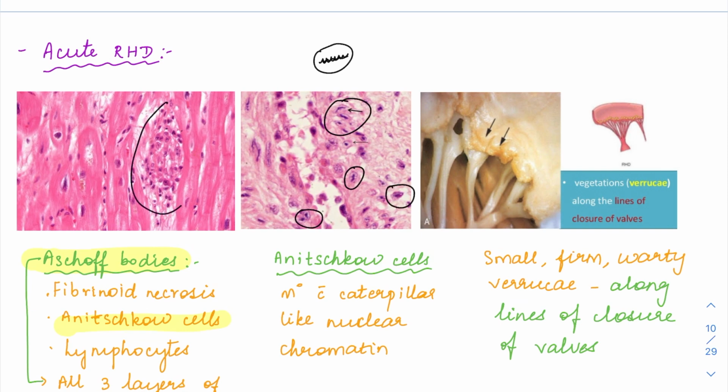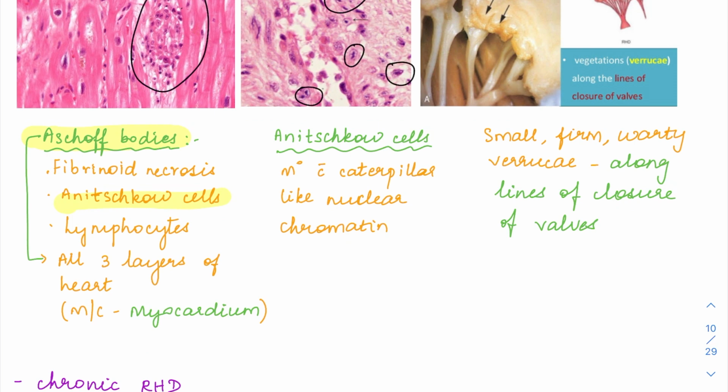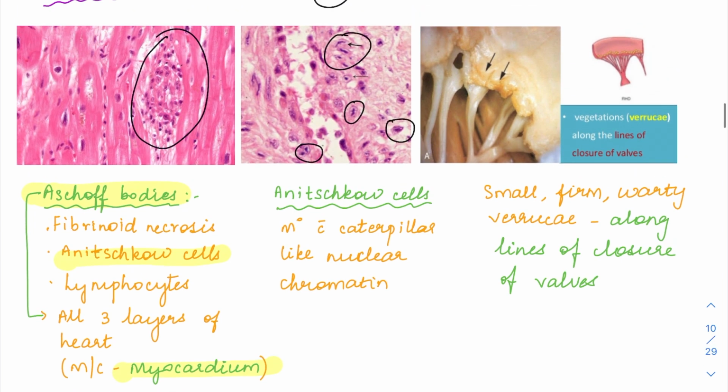This collection of Anitschkow cells along with fibrinoid necrosis in any of the layers of the heart is called an Aschoff body. Remember, Aschoff bodies can be seen in any of the layers, but the most common layer involved is the myocardium. Then what about the vegetations we see in acute RHD? The vegetations or verrucae here will be very small and warty, and present along the lines of closure of the valves.